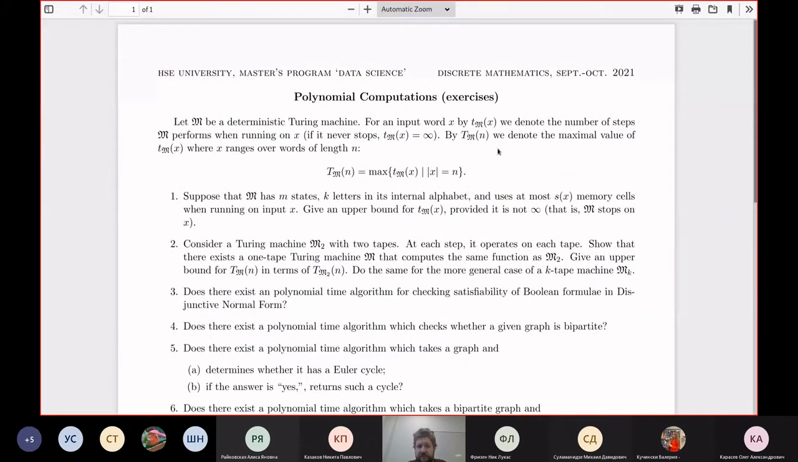It's polynomial computations. So here we recall the standard definition of worst case time complexity. So T_M(x), where M is the denotation of the Turing machine, which is deterministic. This T_M(x) is the number of steps which the machine performs on running on x. It could be infinite. And the maximal value is the following. And the first question is that if the machine has m states, k letters, and uses at most this number of cells, then how to give an upper bound for the running time?